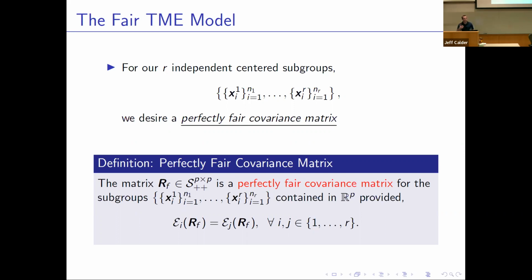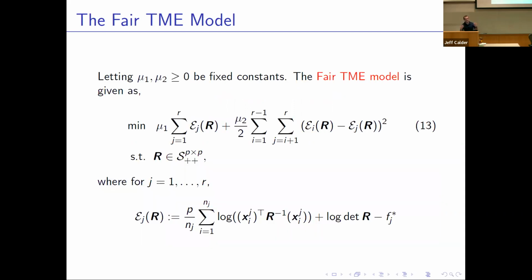I'm not measuring this in terms of how far you are in the vector space of symmetric matrices from your best, but how far you are from a matrix that minimizes your TME error. You're as close to the best solution you should get for the TME model. And with the spirit of this perfectly fair covariance matrix, I'm going to then set up a fair TME model.